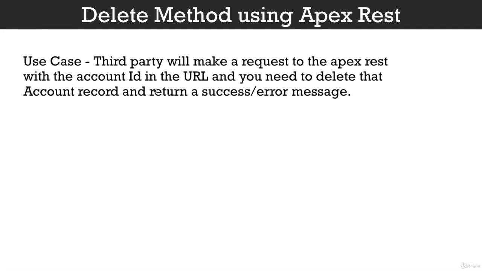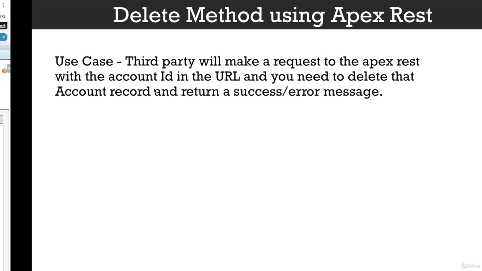In this lecture, we are going to learn how we can implement a delete method using Apex REST. So here is a use case for us. We need to get an account ID from the URL that the third party will be requesting, and then based on that account ID, we need to check if that ID exists in the system. If the ID exists, delete that record. If not, return a message saying that no record was found with the ID. So without further delay, let's quickly start.